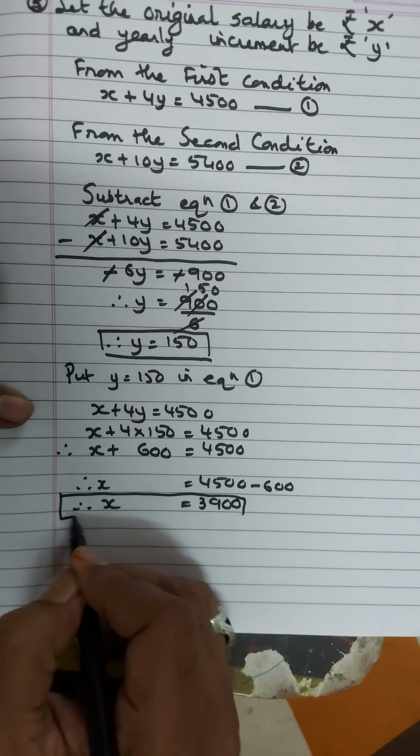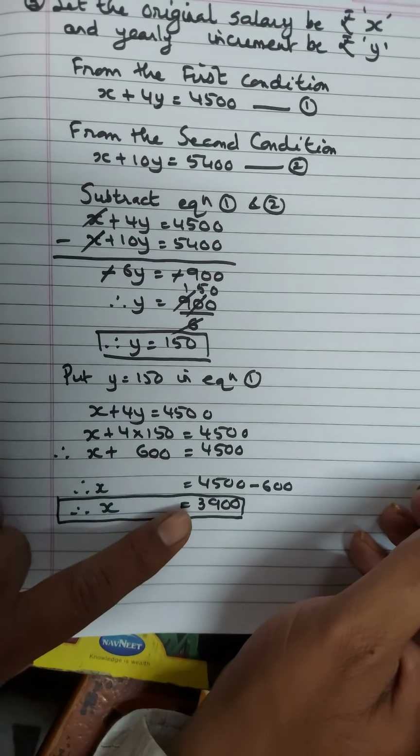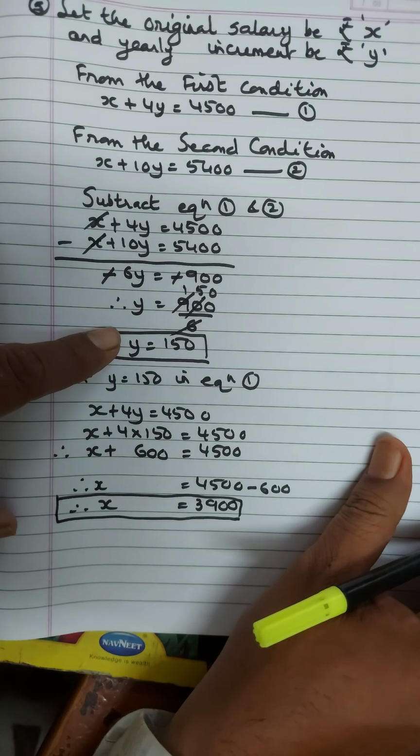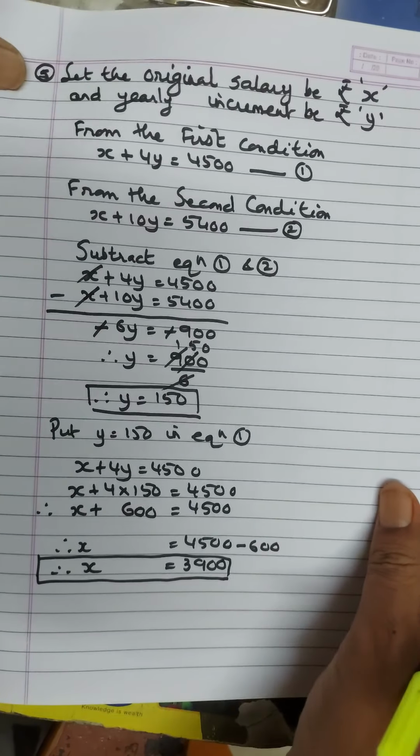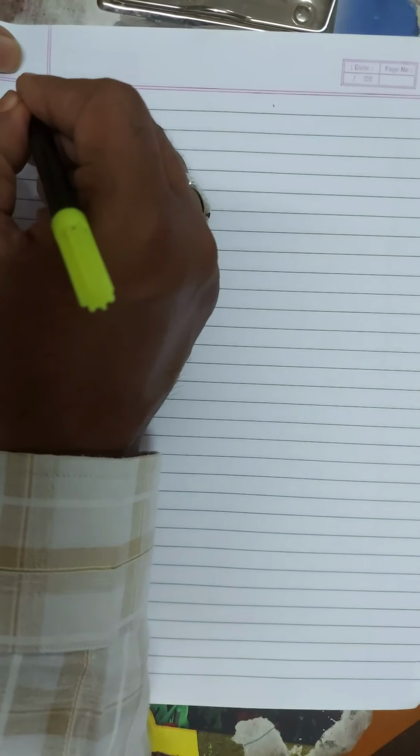Okay, so we need to write the answer also. His fixed salary is 3900 because we have assumed salary as x, and y, that is the yearly increment, is rupees 150. Okay, so it's a very simple question. So let's take the last question of the chapter, question number 6 now.